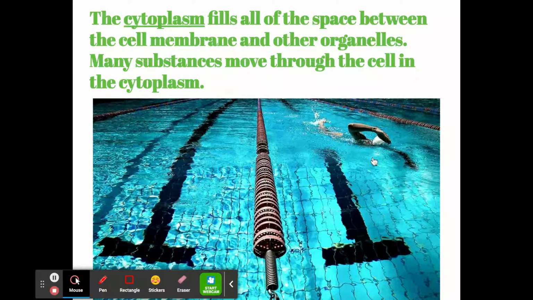Next is the cytoplasm. So the cytoplasm is this gel-like liquid. It's liquidy gel. But the space in between all of the organelles inside the cell is not empty space. It's filled with this cytoplasm. So the cytoplasm fills all of those spaces between the cell membrane and the other organelles. So between the nucleus and the cell membrane and the mitochondria, everything that's in the cell is in this cytoplasm.